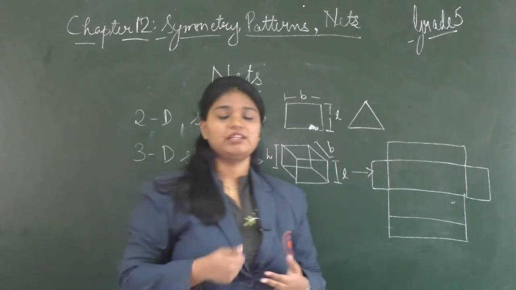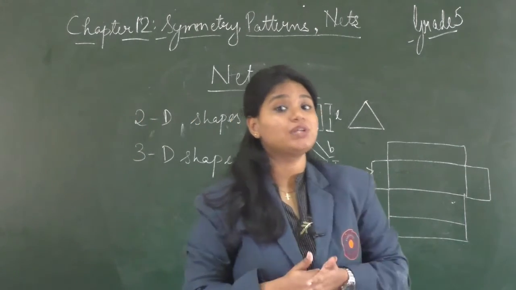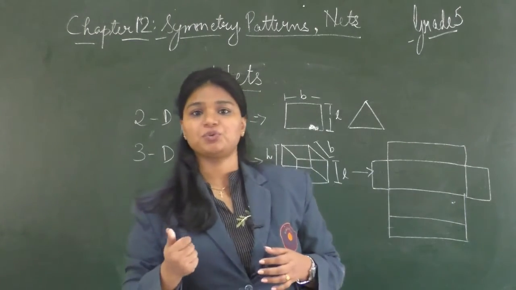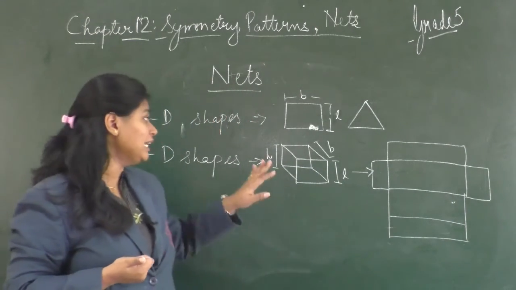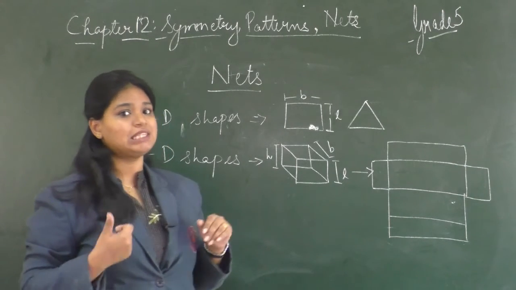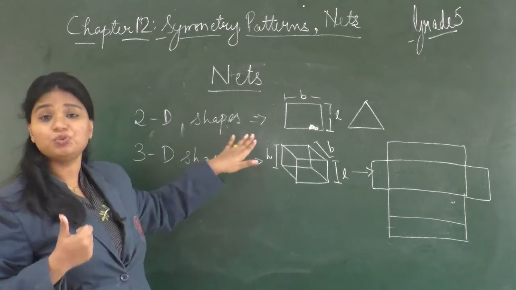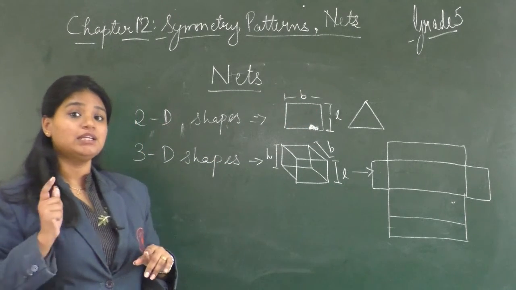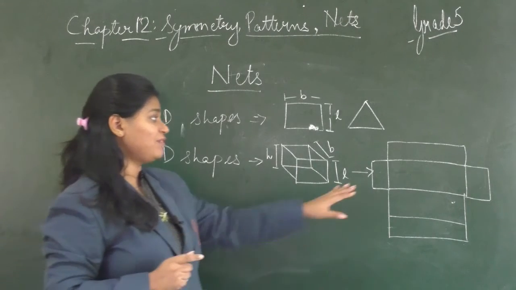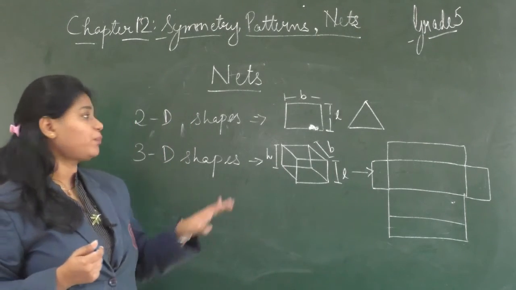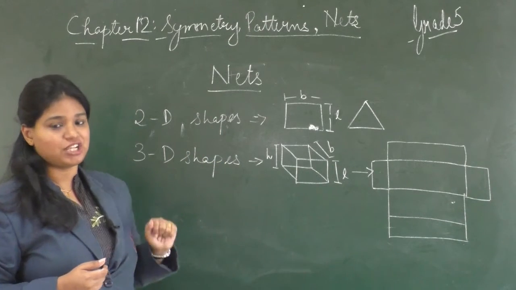Now let's talk about nets. Now you know that there are few shapes which are known as two-dimensional shapes or 2D shapes, and there are few shapes which are known as three-dimensional shapes or 3D shapes. Now what is the difference between 2D shapes and 3D shapes? Now in a 2D shape there is only length and breadth, but in a three-dimensional shape you have length, breadth and height.